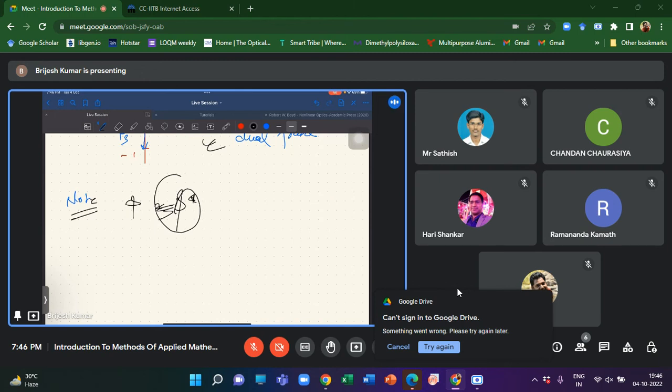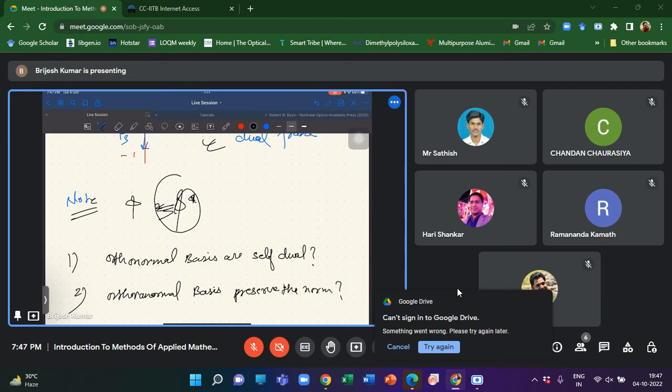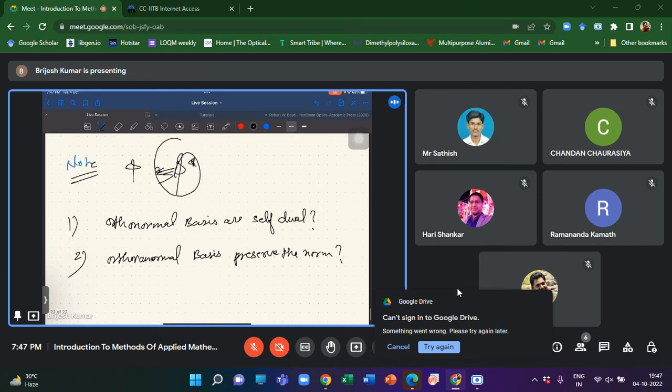What characterizes an orthonormal basis? The first thing is that an orthonormal basis is self-dual. The second thing is that an orthonormal basis preserves the norm. What do you think about these two questions?